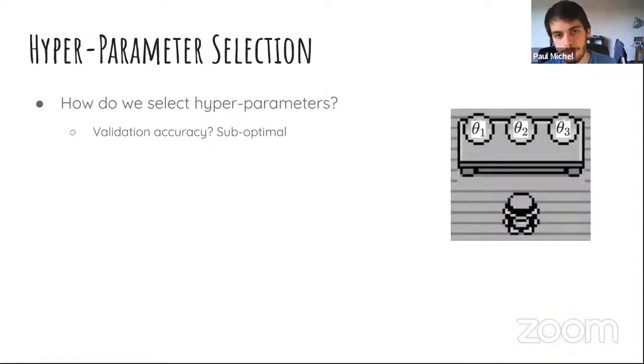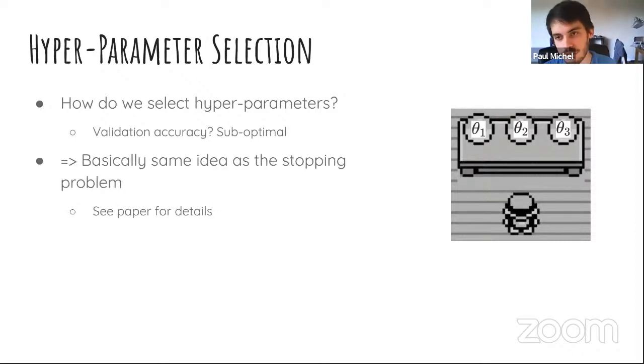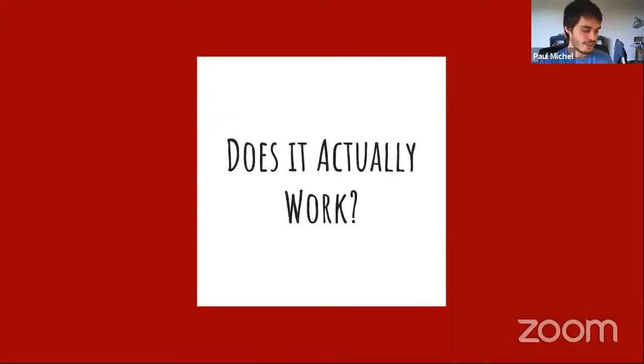There's a similar problem with hyperparameter selection. How do we choose which model is better than the other when we want the best model to be more robust, but we can't actually compute how robust each model is? Again, without going into too much detail, the solution we use is the same idea as optimal stopping. We do a similar min-max game on the validation set between different models, and this more or less works.